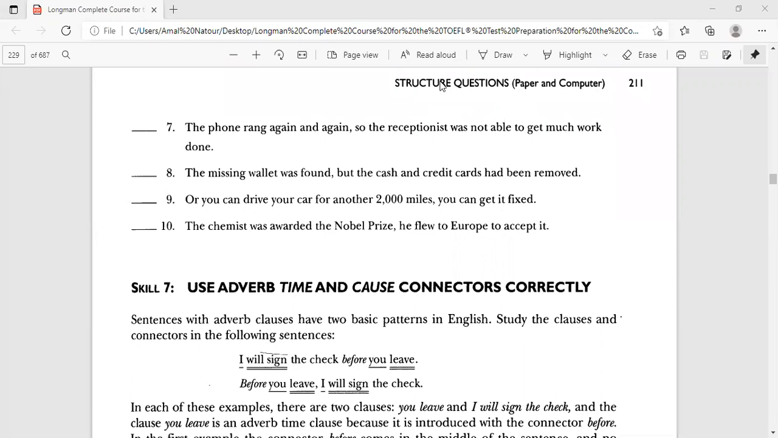The first clause: this is the subject and this is the verb, and here a subject and here a verb. This is clause number one, and here is clause number two. When I have two clauses, I have to connect them by using a connector. What is the type of connector that I need? As I told you from the heading here, I'm going to talk about adverb time and cause connectors. Then these connectors are related to time and cause.